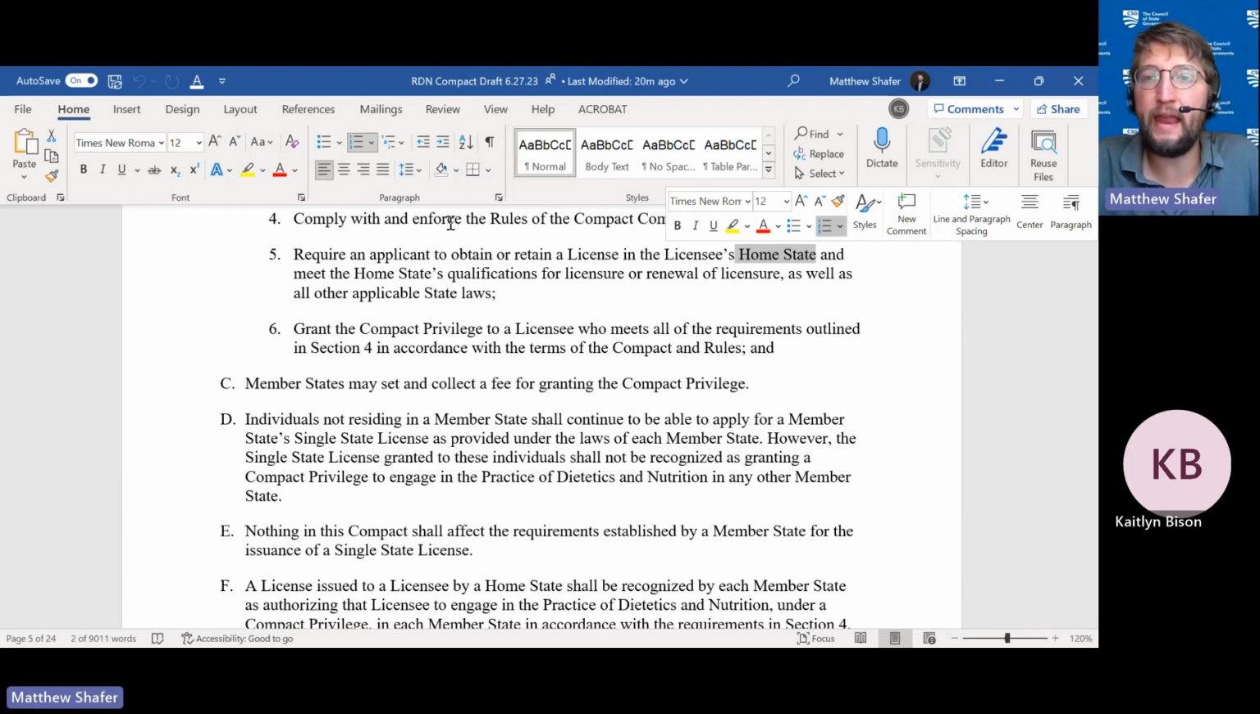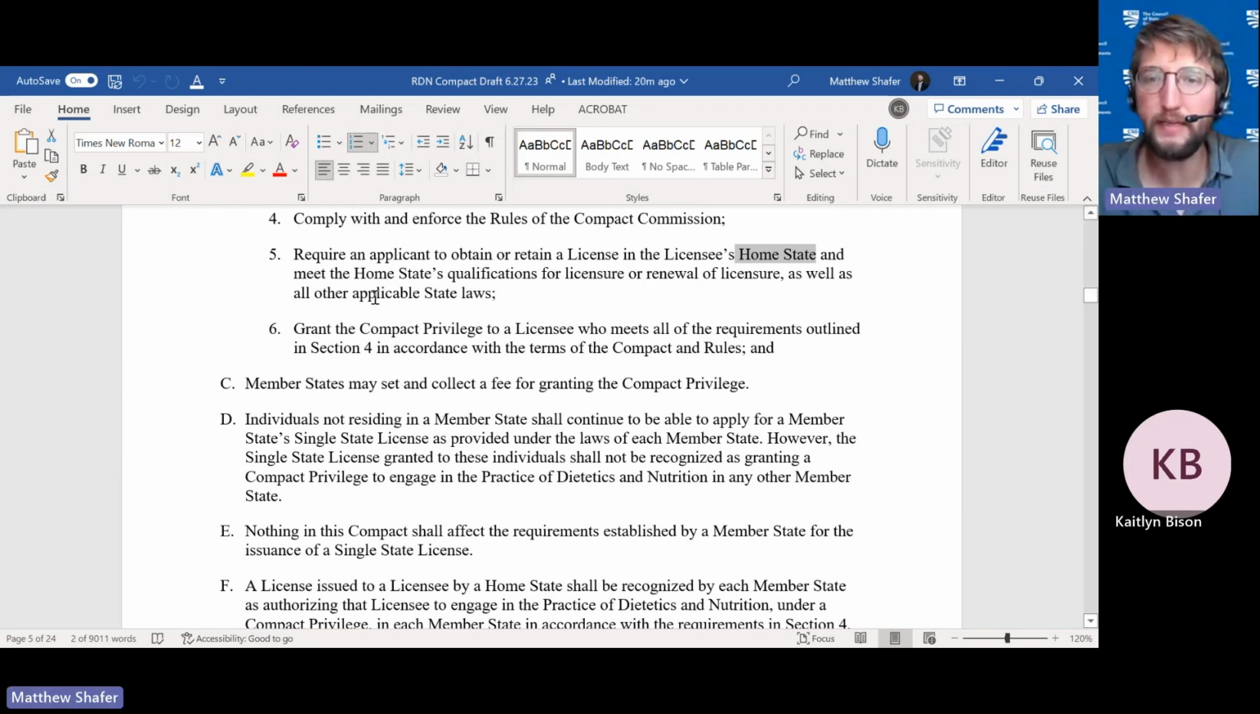There are reasons for that, and if you have a burning curiosity as to why home state is tied to residency, reach out to us at CSG, and we'd be happy to explain a little bit more.